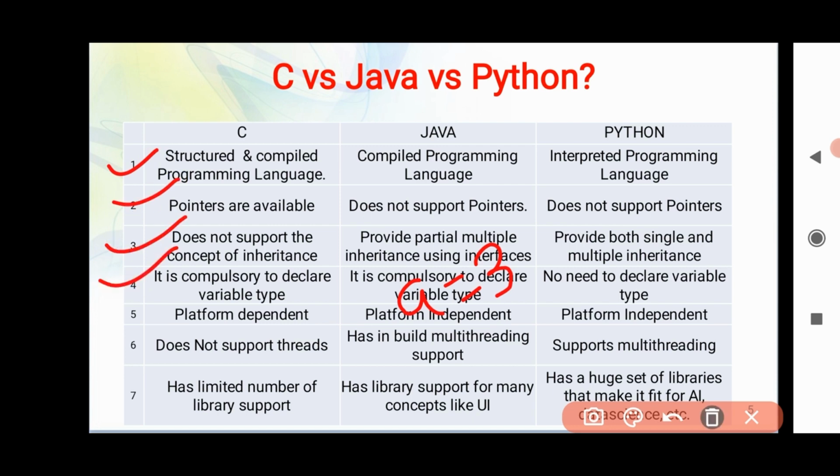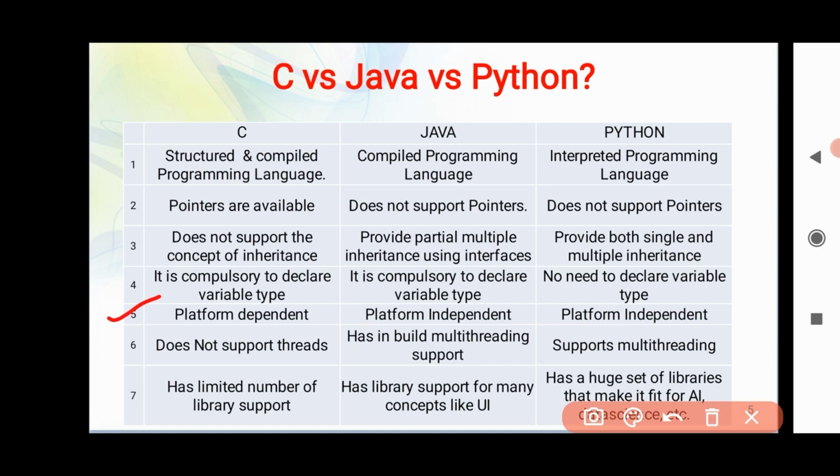Moving ahead, we have the next point, that is platform dependent. Now what is the meaning of platform dependent? C is platform dependent. That means wherever you are working, if you are sitting on any one machine that has some operating system, like Unix, Linux, Windows, or disk operating system, and you write a program in that system, then your program can be executed only on that particular system. That is called platform dependent.